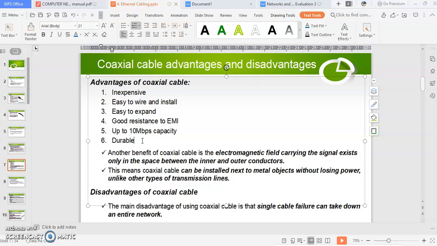The main disadvantage of coaxial cable is that it uses a single cable, whose failure can take down the entire network. Since it's only one cable, obviously if it breaks, your network will be down.